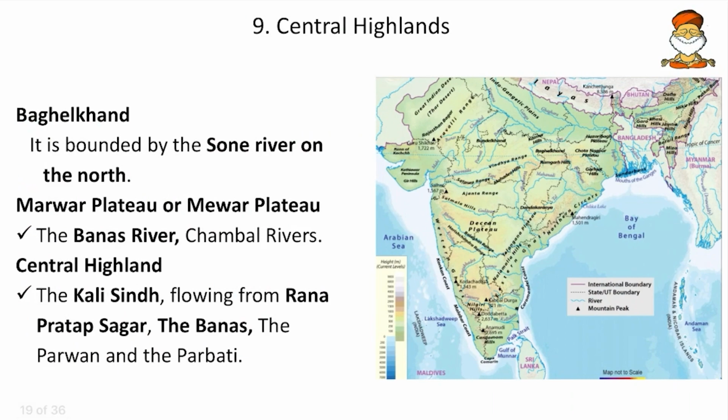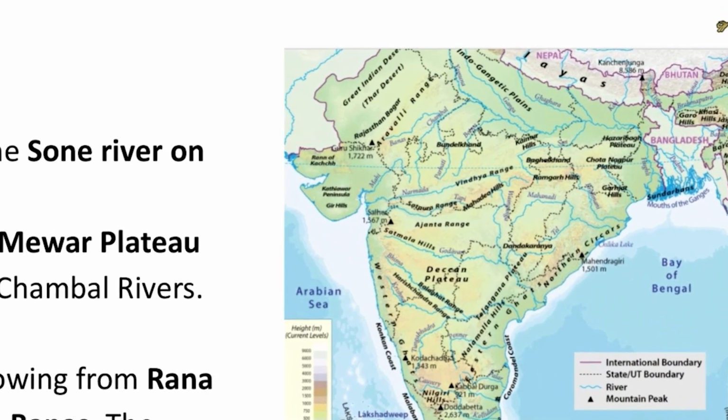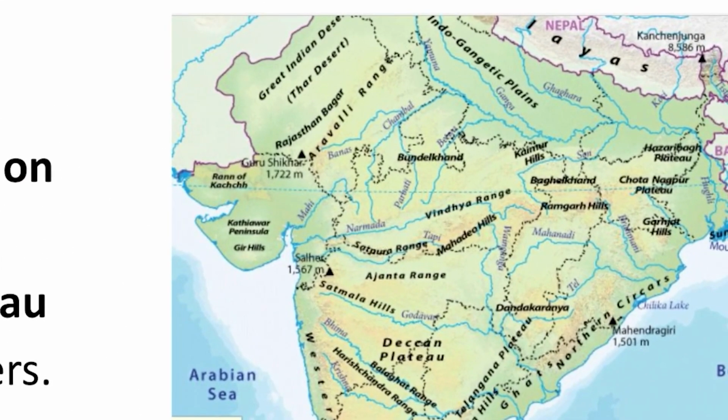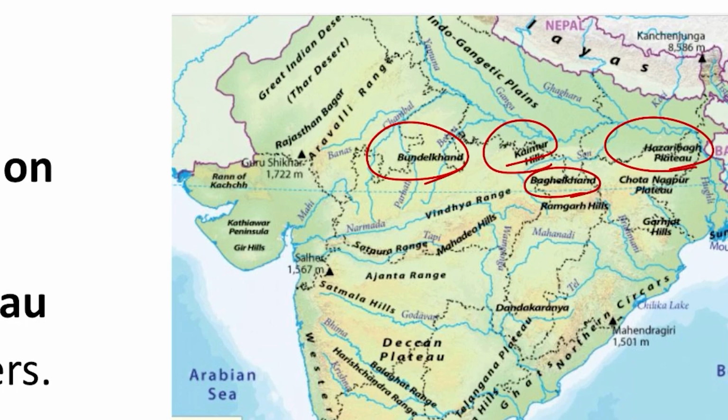And then the Central Highlands. Apart from the Deccan Plateau and the Himalayas, we also have the Central Highlands, that is the Chambal plains, then the Bundelkhand region, Baghelkhand region, then Kaimur Hills, then Hazaribagh Plateau. All these are the Central Highlands, and these are semi-arid islands and badlands, where no agriculture can be grown.